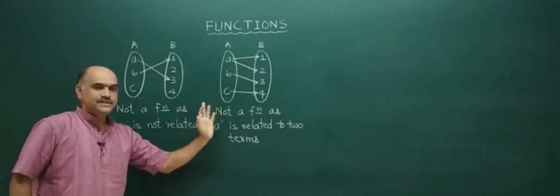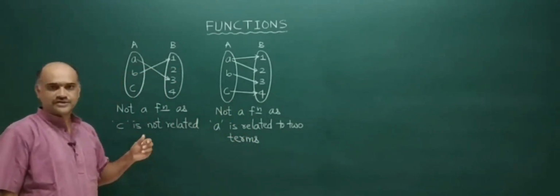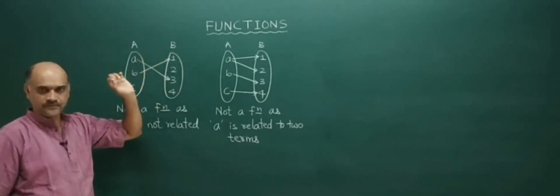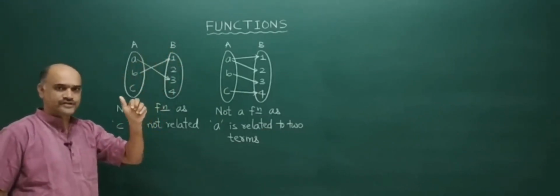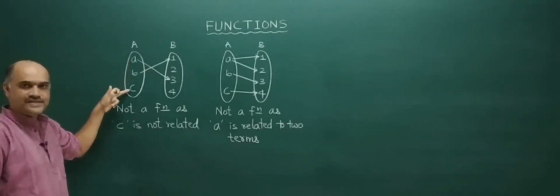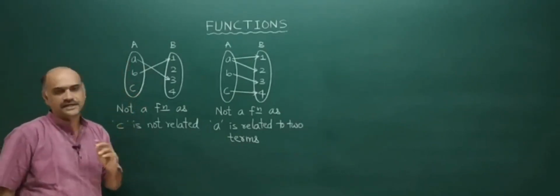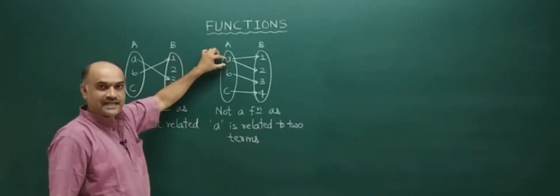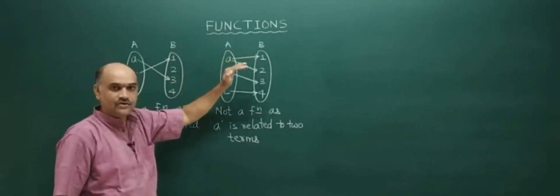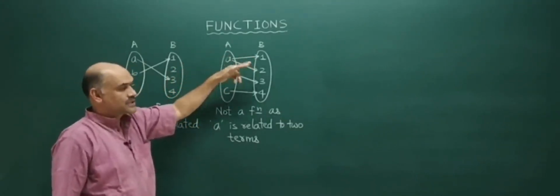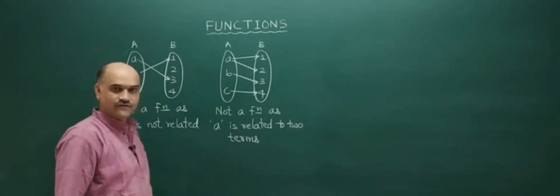So from these two examples you can define a function. A relation from set A to set B is said to be a function if all elements of set A are related, first condition. Second, no element of set A is related to more than one term. If it is related to more than one term, it is not a function.